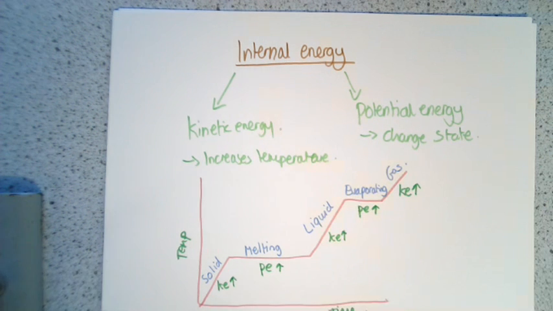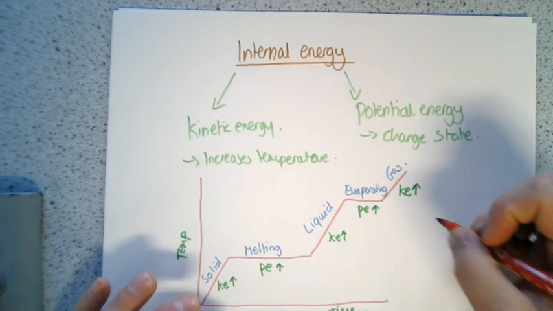Okay, so for example, water will turn into a gas at 100 degrees, but steam can get hotter than 100 degrees. That's why steam is a lot more dangerous than water, because it's got a hotter temperature and it's more likely to burn you.